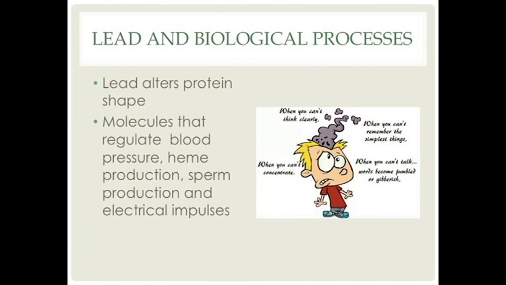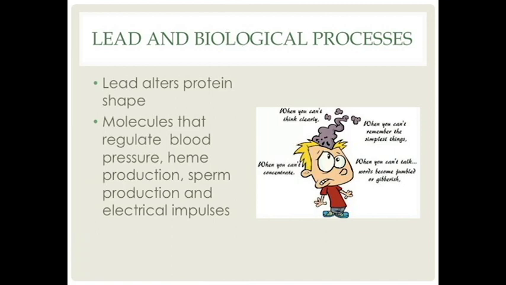Some crucial molecules that have been found to be affected by lead are the production of heme, which can lead to anemia, sperm production, which can cause infertility, and blood pressure regulation that can result in developmental delays in children and high blood pressure in adults. Lastly, lead displaces calcium in the reactions that transmit electrical impulses in the brain, which ultimately diminishes one's ability to think or even recall information.